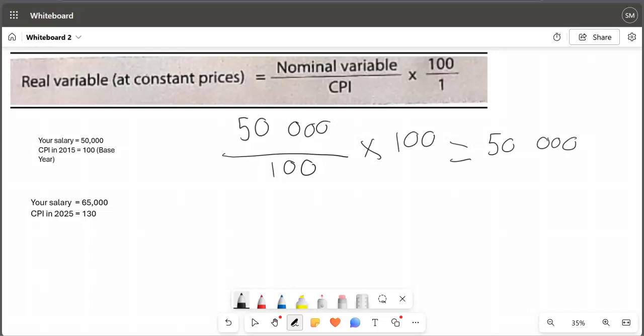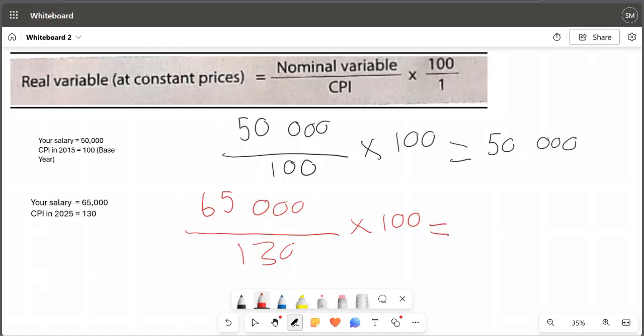If we go to 2025, we see that the salary increased to 65,000, but the CPI also increased from 100 to 130. So here, our nominal variable is 65,000 divided by 130 multiplied by 100. The answer is 50,000.